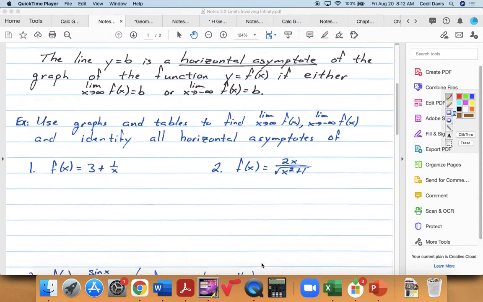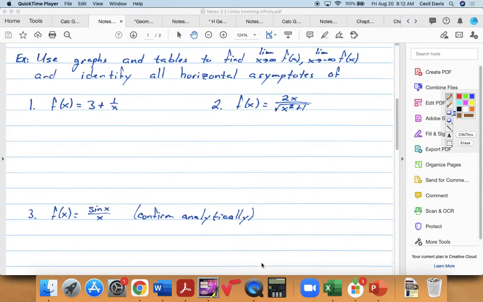So let's look at some interesting functions. Use graphs and tables to find the limit as x goes to infinity of f of x, the limit as x goes to negative infinity of f of x, and identify all horizontal asymptotes of these graphs.